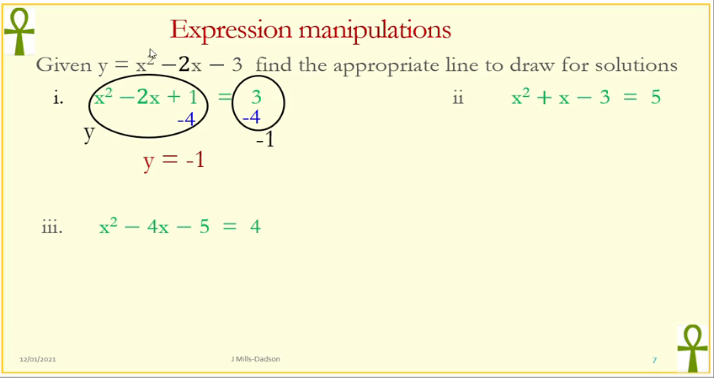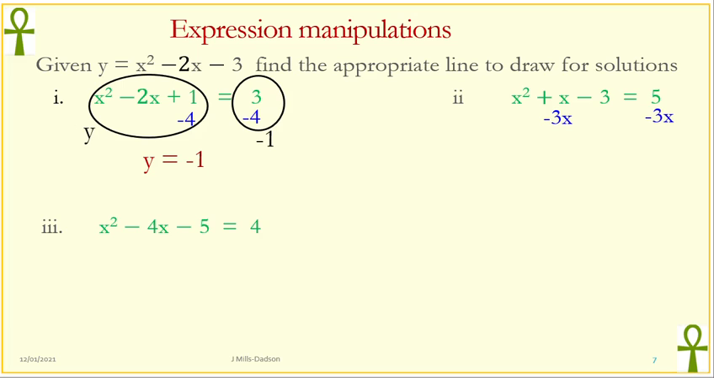x squared is the same as x squared. But x is not the same as minus 2x. Minus 3 is the same as minus 3. So what should change is the x. We need to make sure x becomes minus 2x. So what can we do to x to become minus 2x? We take away 3x, because 1x minus 3x is minus 2x. Do the same to the other side.